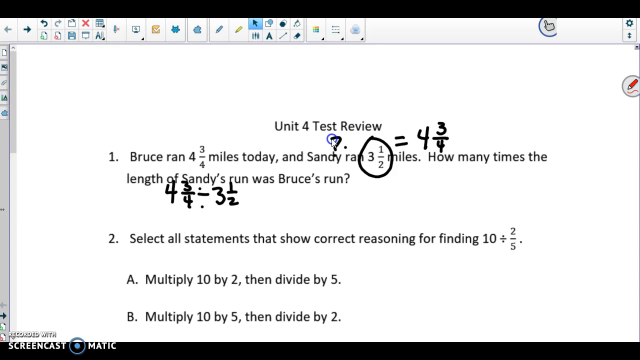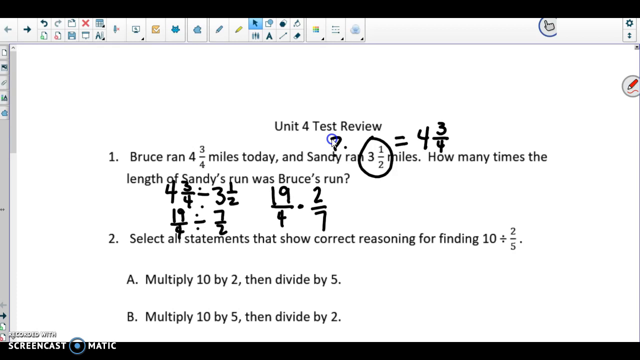Okay, so first thing would be to change them to improper. So if I do that, I would have 19/4, because 4 times 4 plus 3. And it's still divided by 7/2, because 2 times 3 is 6 plus 1 is 7. Well, now I'm ready to multiply by the reciprocal once I change them. So really, I have 19/4 times 2/7.